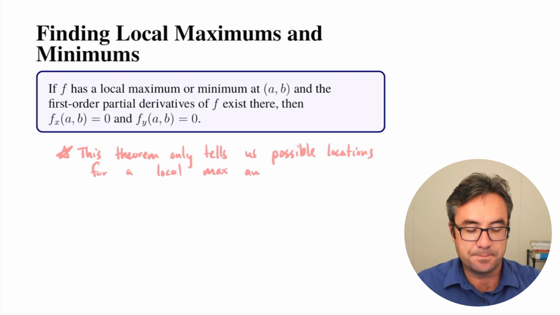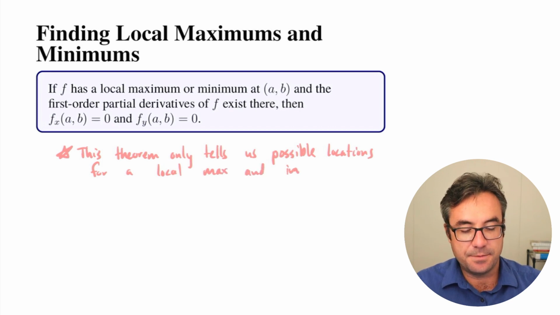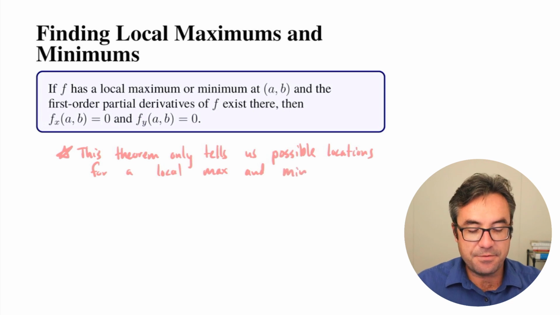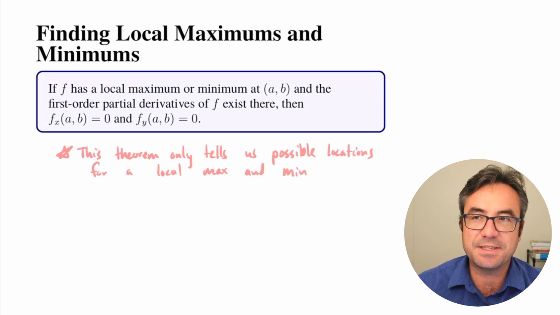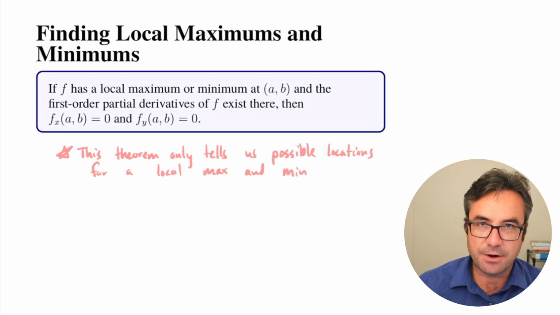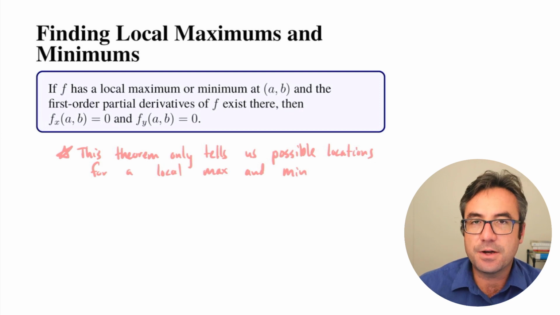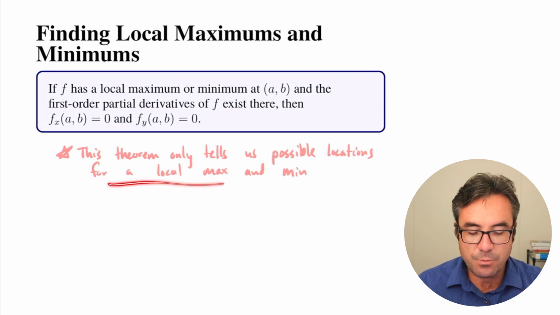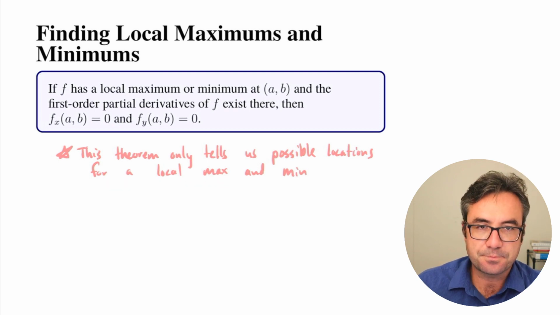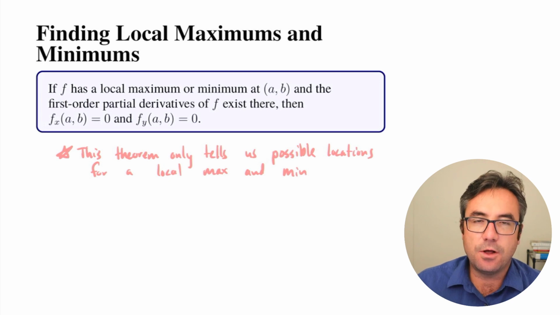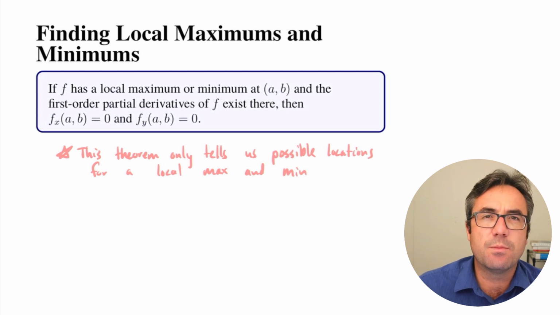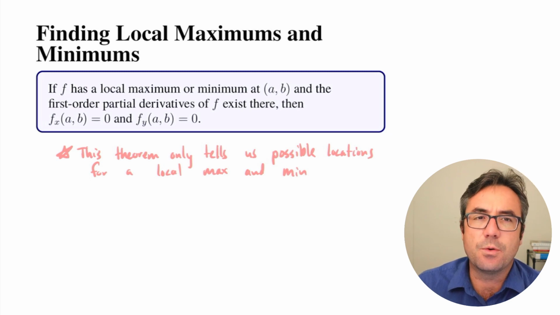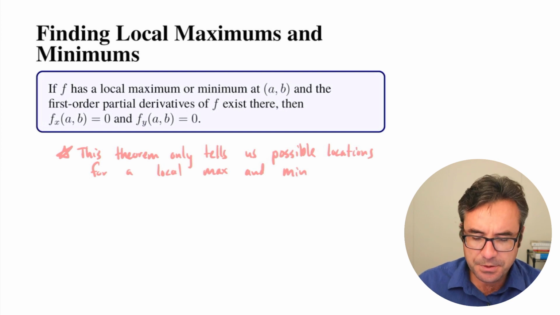So that's important. It doesn't guarantee that if we find a point that satisfies the conditions here, then we're guaranteed to have a local max or min. But it tells us that if we have a point that satisfies the conditions here, then we might have a max or min. So this gives us all possible locations where we might have a max or min, and then we'll have to do a little bit more work to determine what's going on exactly at those points. So let's read through this.